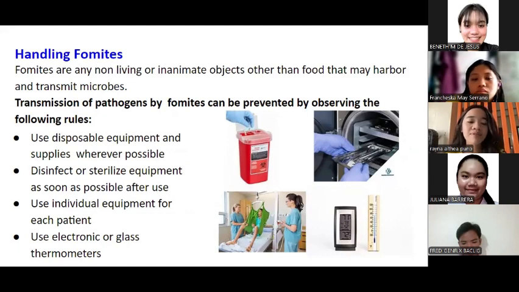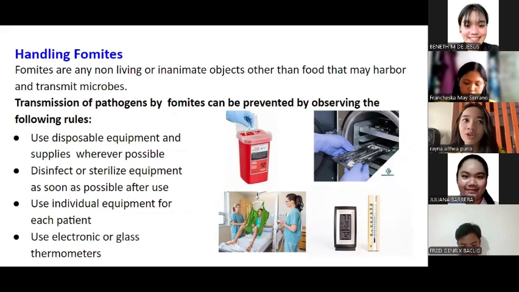Handling fomites. Fomites are any non-living or inanimate objects other than food that may harbor and transmit microbes. Fomites are objects that can carry and transmit germs. Ito yung sinasabi ni Sir na makikita natin sa mga objects na naninirahan yung mga germs or bacteria. So posing a risk of infection. To minimize the transmission of pathogens through these surfaces, it's important to follow some key practices. So first is use disposable equipment and supplies wherever possible.